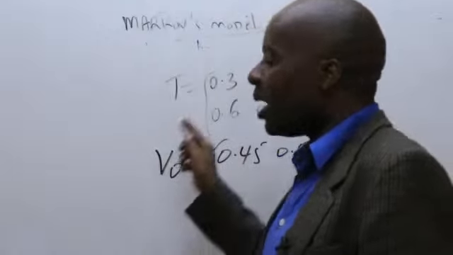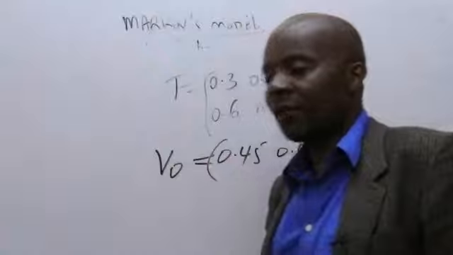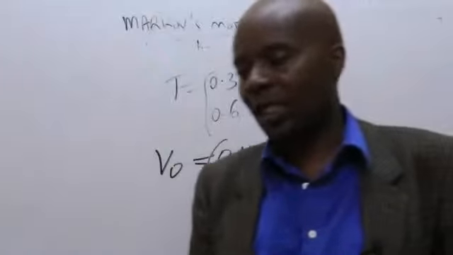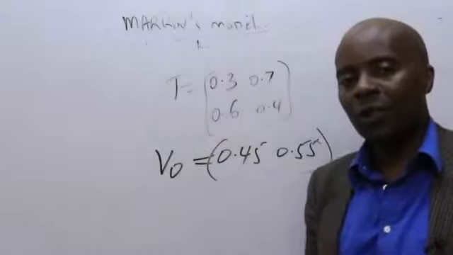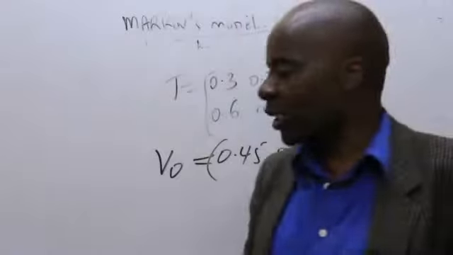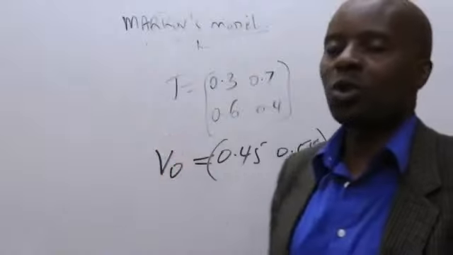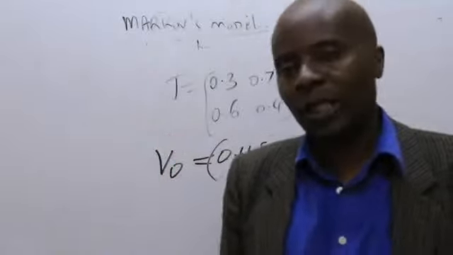So remember, to us here, T stands for the transition matrix. And then, of course, this is the initial vector. V0 stands for the initial vector.